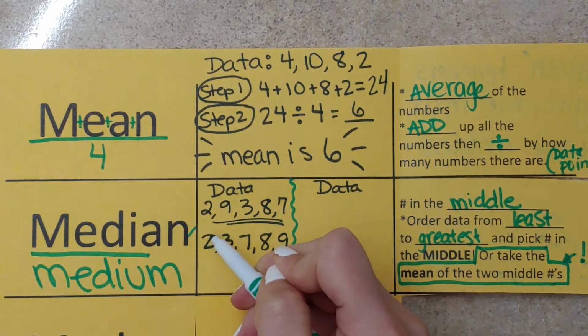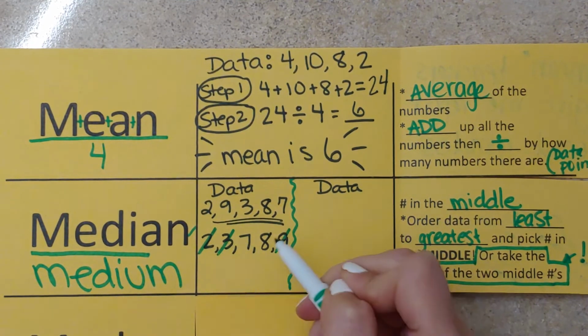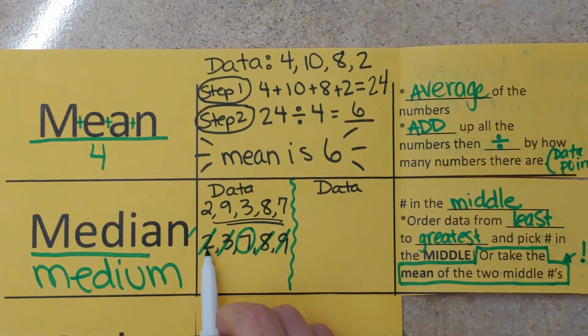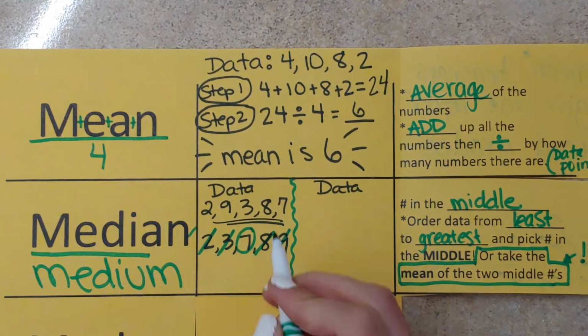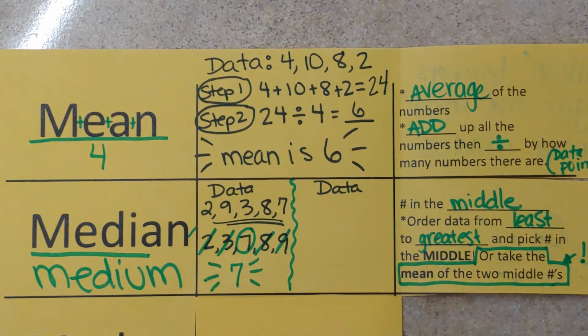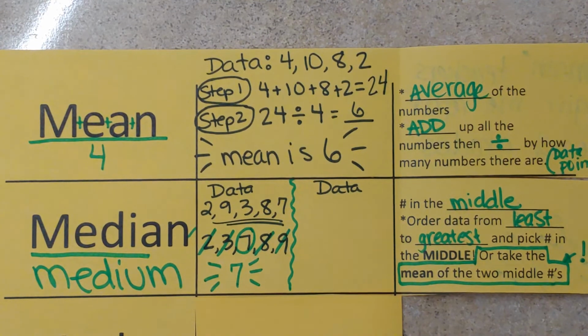And I like to use a pencil to mark off. And then if I do end up with one number in the middle, I just do a quick check that I've got two numbers on one side and two on the other, just in case I worked through it a little too quickly. All right, so our median is 7 for that one.